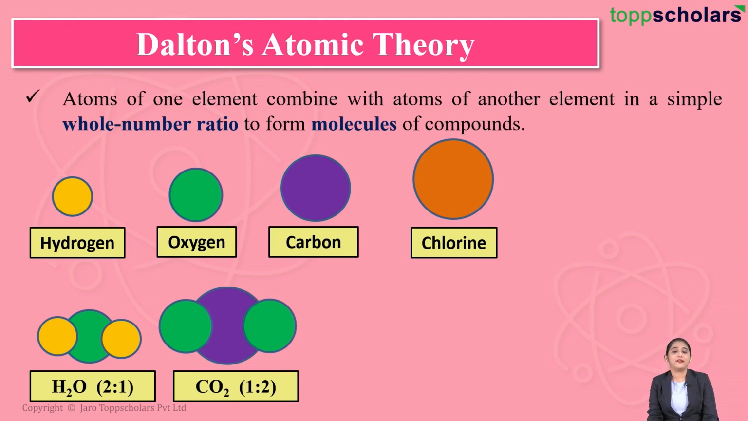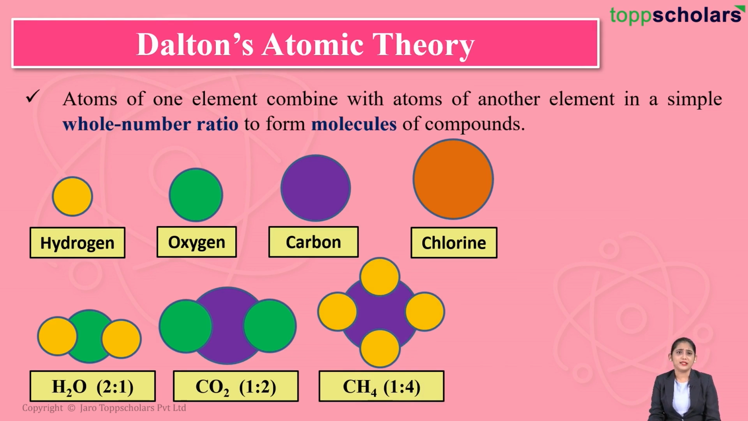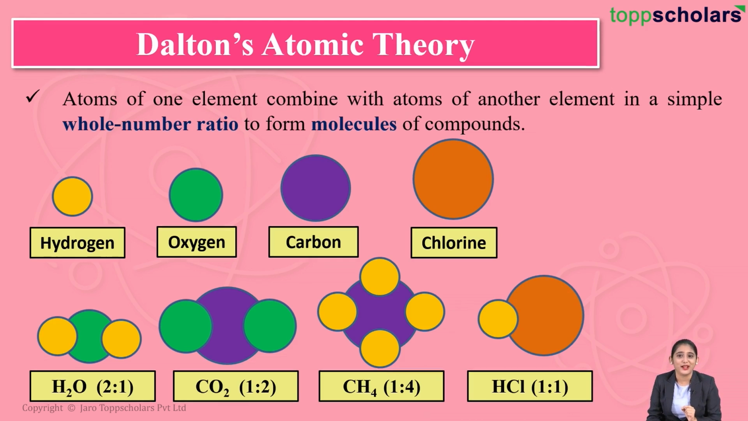The next compound we have is CO2, that is carbon dioxide. Now friends, tell me, how many atoms of carbon can you see over here? 1 atom of carbon. How many atoms of oxygen are there? 2 atoms of oxygen. So what is the ratio? 1:2, which is a whole number ratio. The next compound, CH4. Now friends, tell me, what is the number of carbon atoms you can see here? 1 carbon atom. And how many hydrogen atoms are there? 4 hydrogen atoms. So what is the ratio? It is 1:4. The next compound, HCl. How many atoms of hydrogen are there? 1 atom of hydrogen. And how many atoms of chlorine can you see here? 1 atom of chlorine. So what is the ratio?